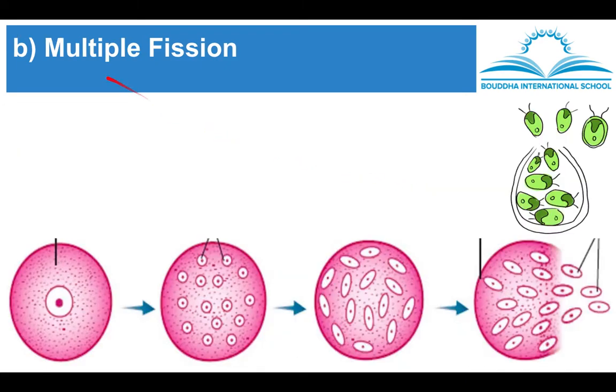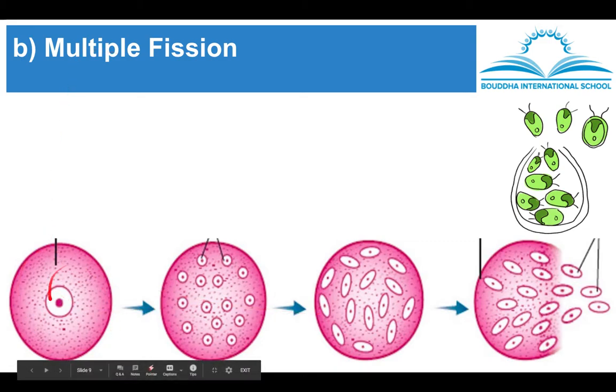Now let's go to multiple fission. Here multiple means many times. So here the parental body will break down many times. For example, you can see in the figure, this is a parental body and you can see the nucleus which is present inside the parental body.